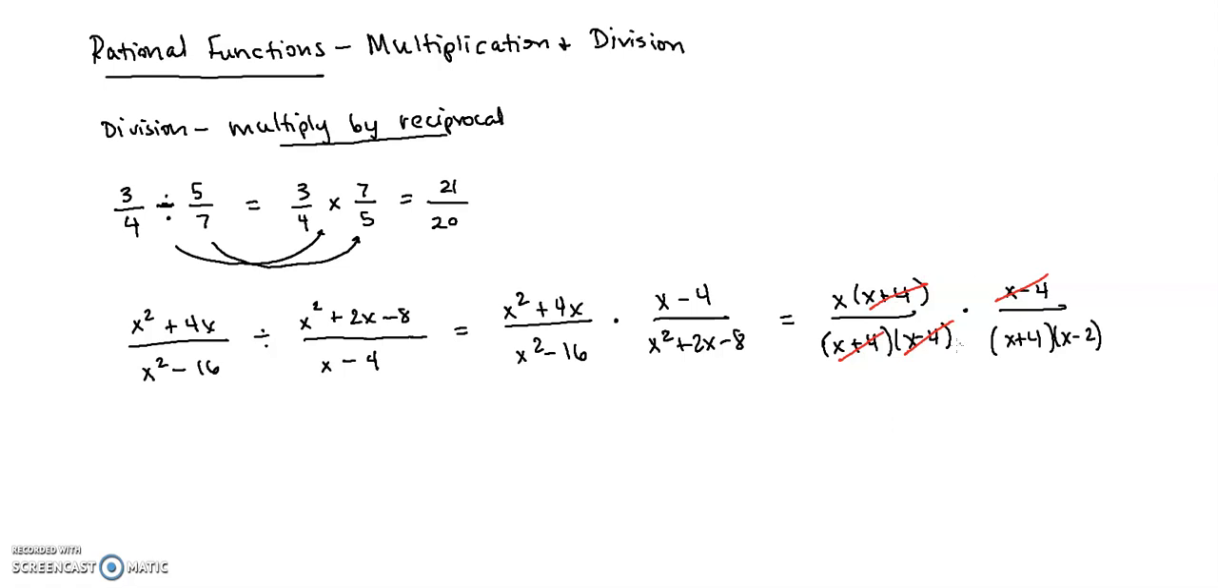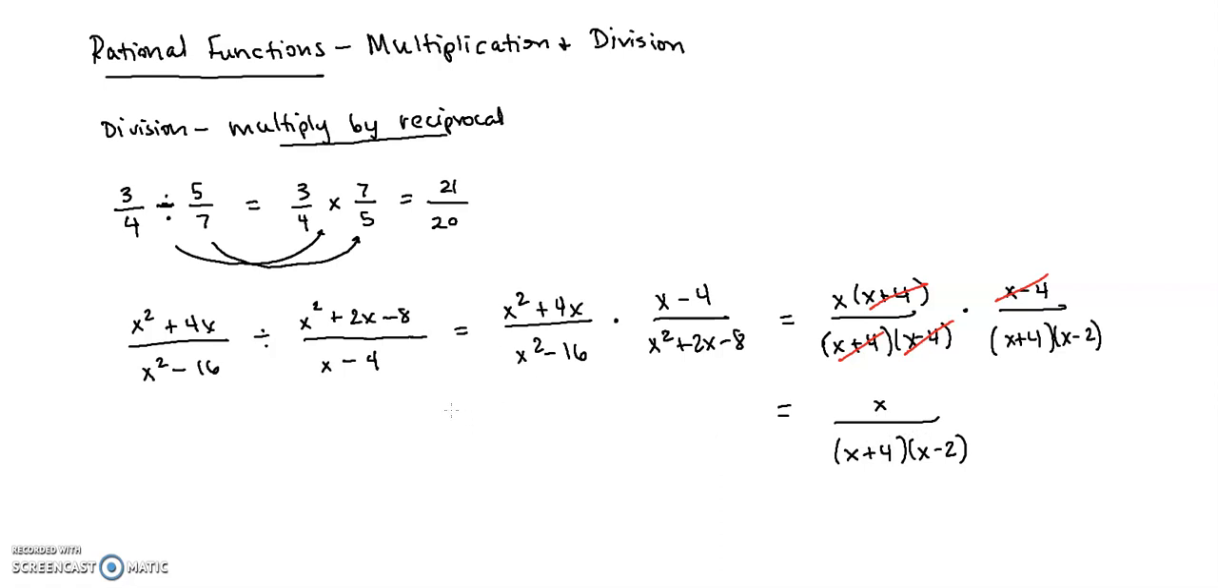So we canceled the x plus 4 and x minus 4 on top. We're left with x by itself. It can only cancel with another x by itself, and we don't have anything else to cancel it with. Now we multiply across the top, and we're just left with x. On the bottom, we've got x plus 4, x minus 2. Double check that nothing else factors and nothing else cancels, and we are all set.